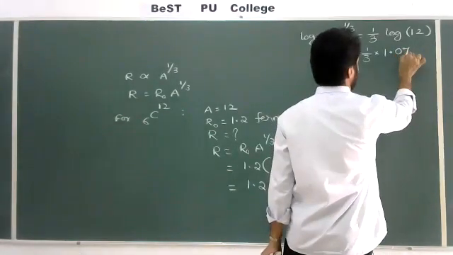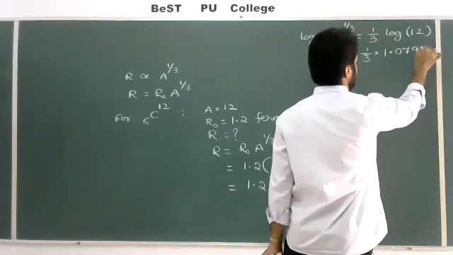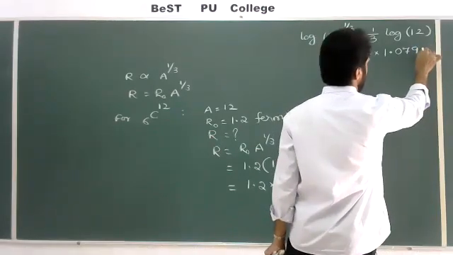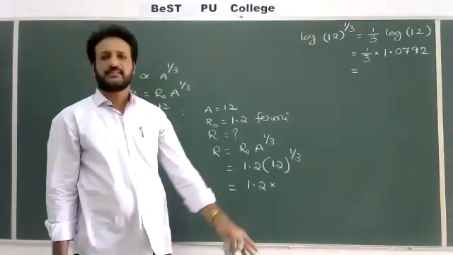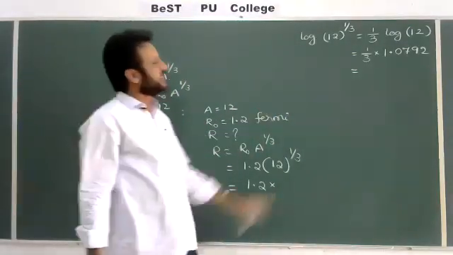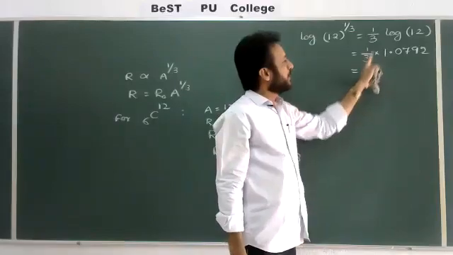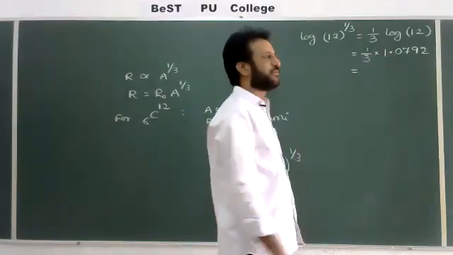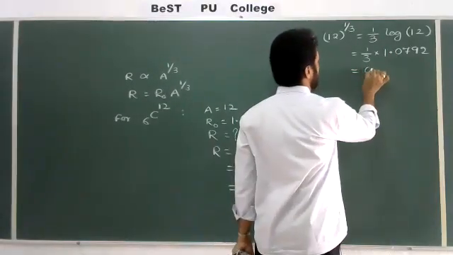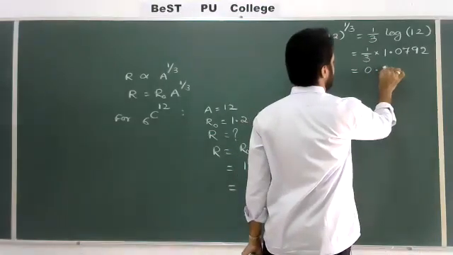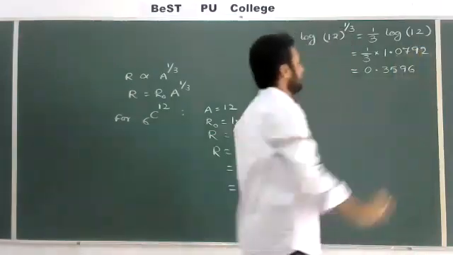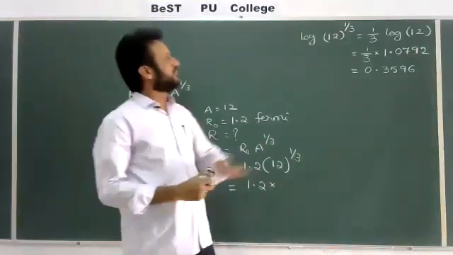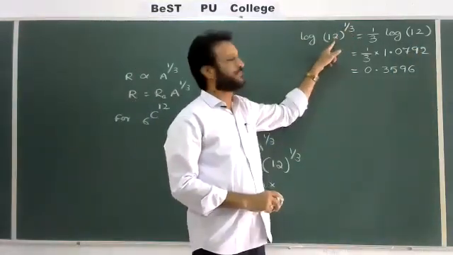0, 7, 9, 8 means round off to 2. 1.0791 something means you can round off to 9, so you should write 1.0792. Divide this value by 3: 1.0792 by 3 gives 0.3596. So that is the logarithm of 12 to the power of 1 by 3.